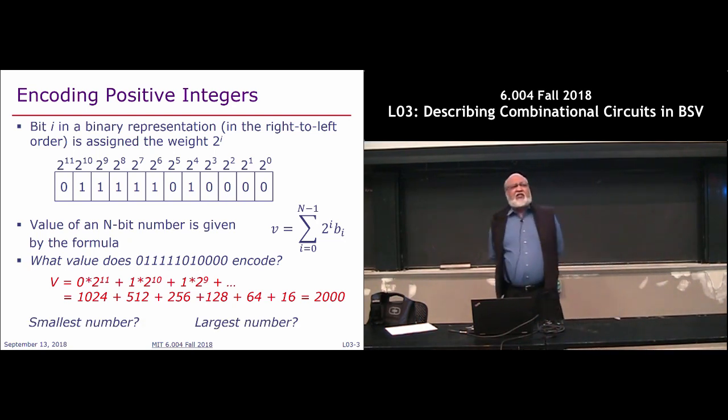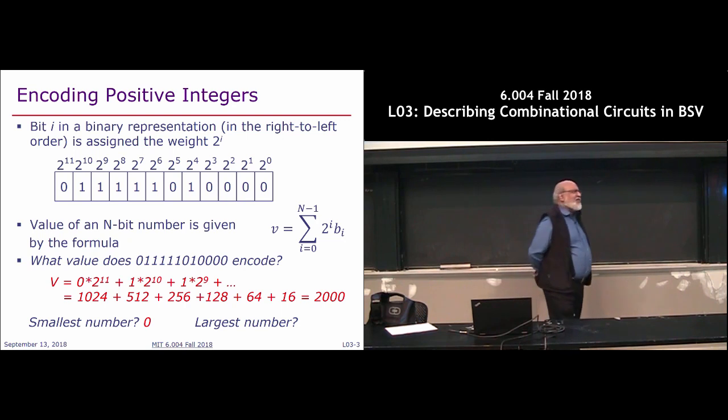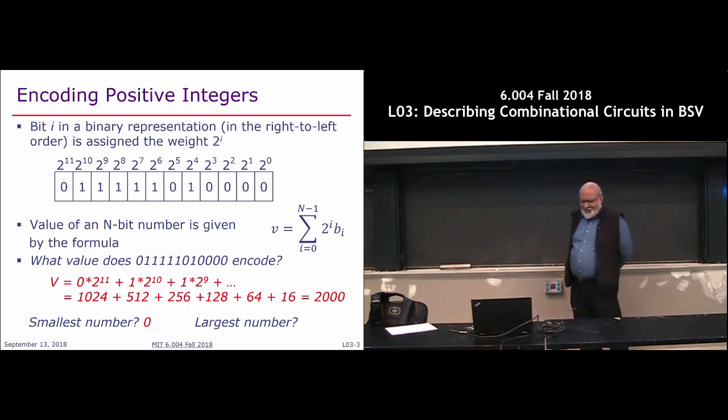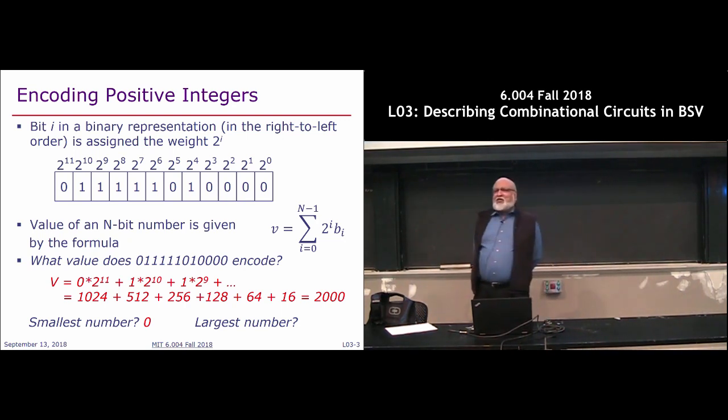Okay, so what is the smallest number I can represent in such a system? 0. Sorry? Because we are talking of integers here. Well, zero and integer, okay. What is the largest number we can represent?